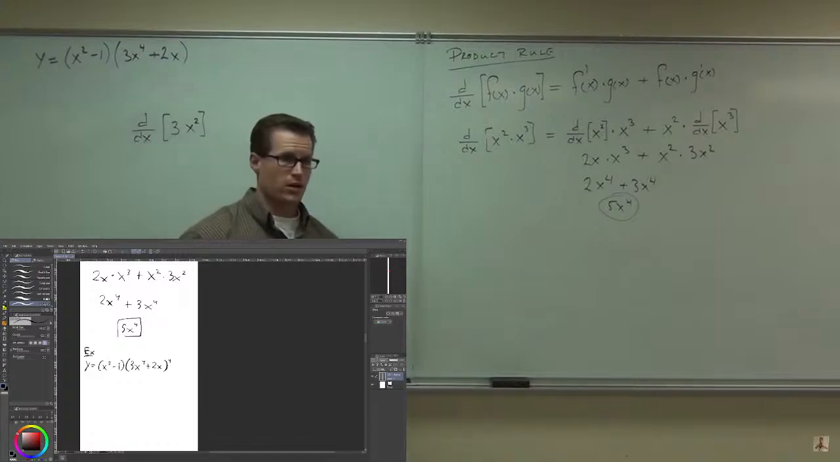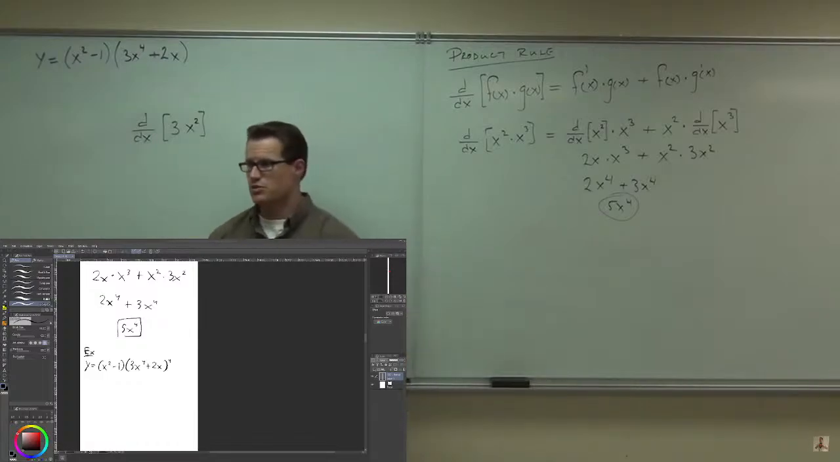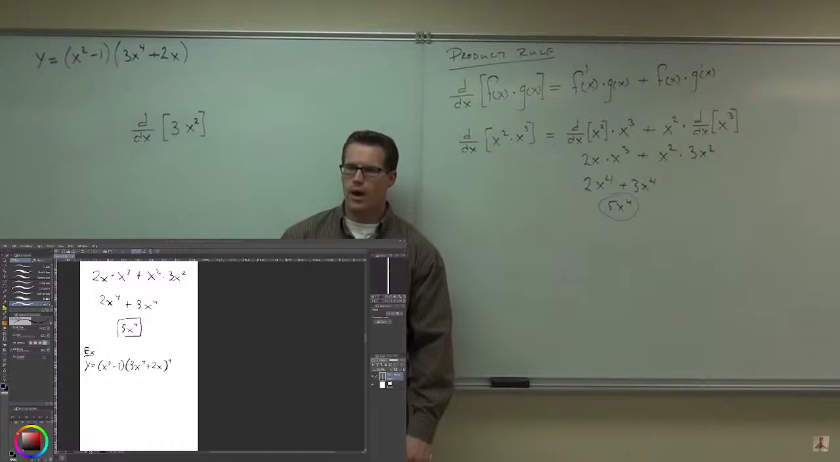3x squared, isn't that a product? Well, of course it is. It's 3 times x squared. Yes. Why don't we use the product rule for this? If it's a product, why don't we use the product rule? Wouldn't it be easier to do?